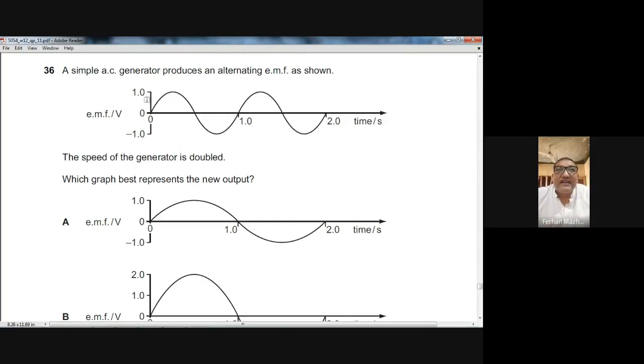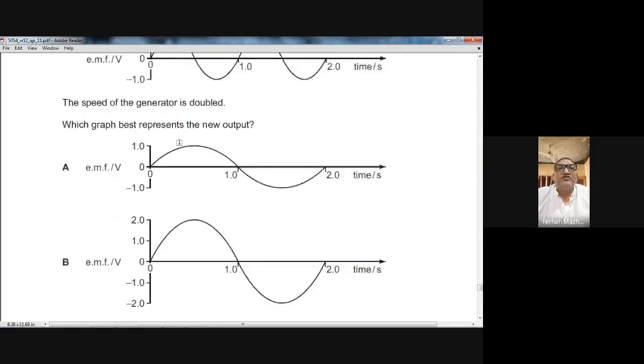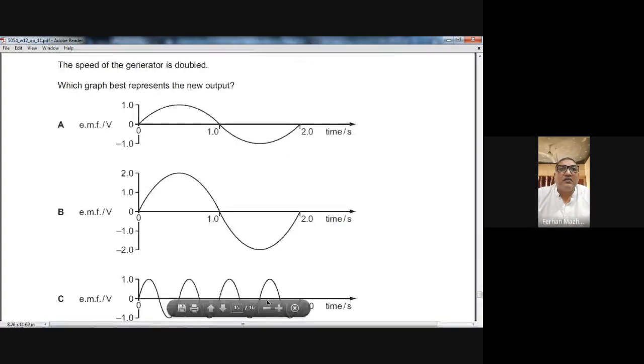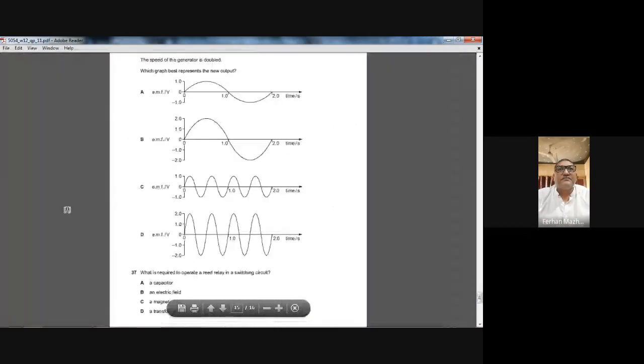So in 1 second, if one wave is completed, now in 1 second there should be 2 waves completed, and their amplitude should also double. So what are the options? Because the time period has become half, in 1 second now 2 waves should show, and the amplitude should move from 1 to 2. So clearly, D is the option.